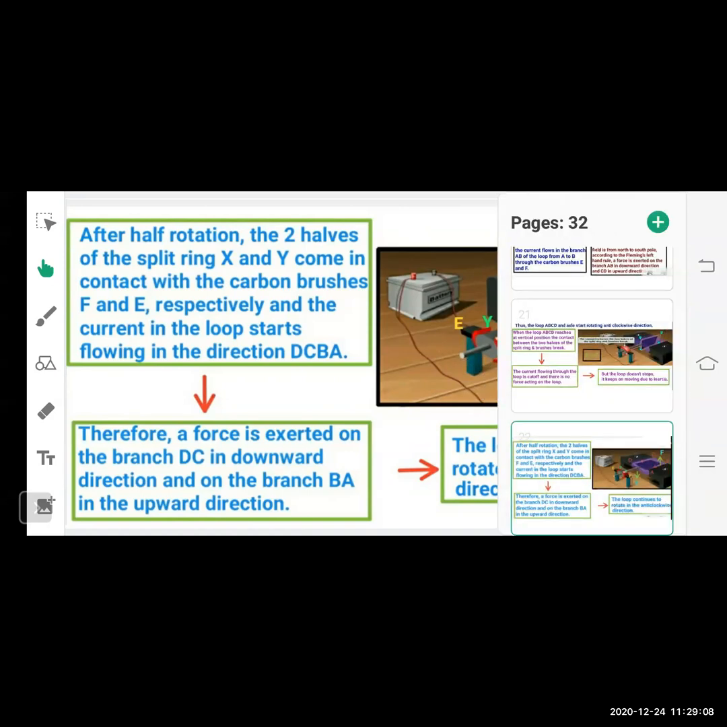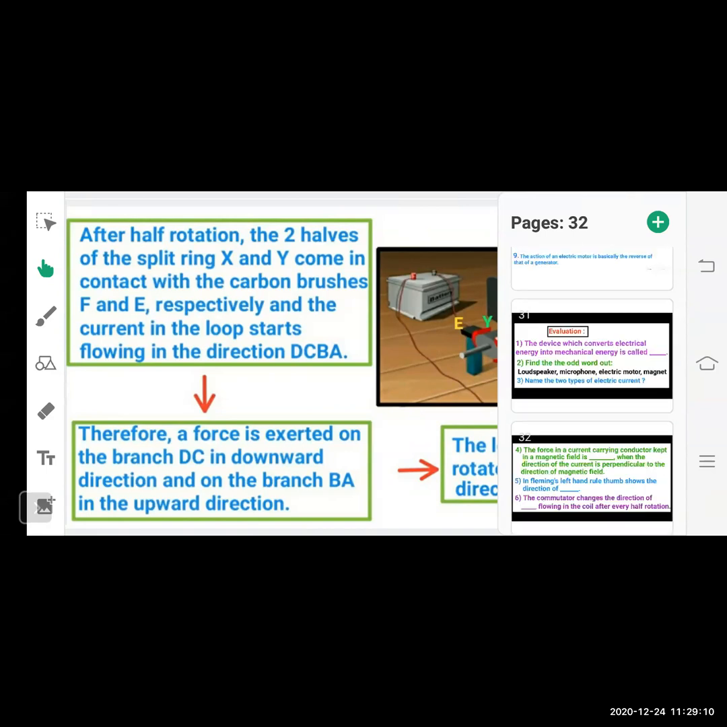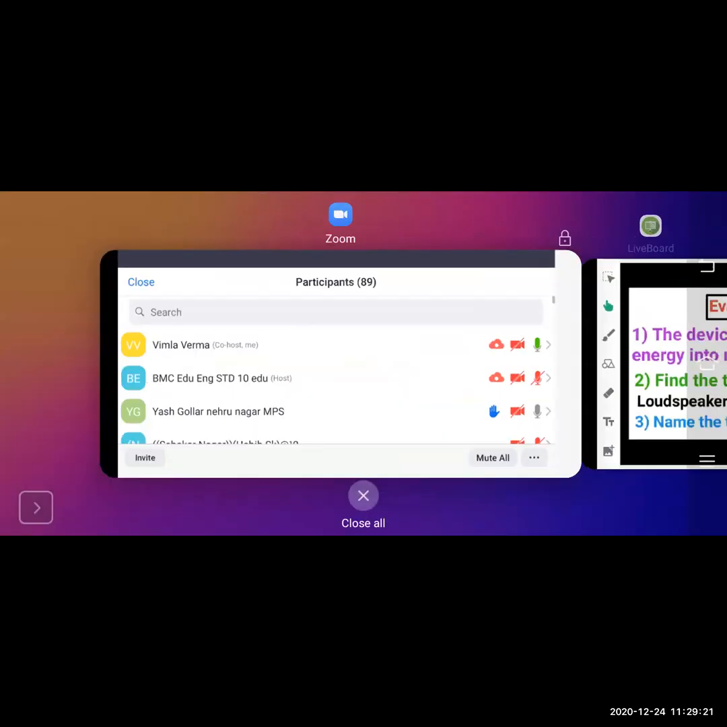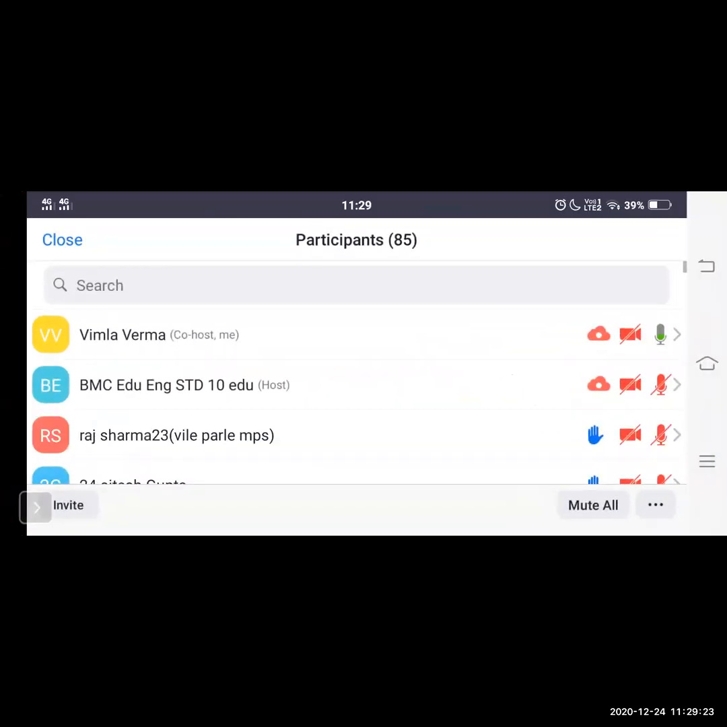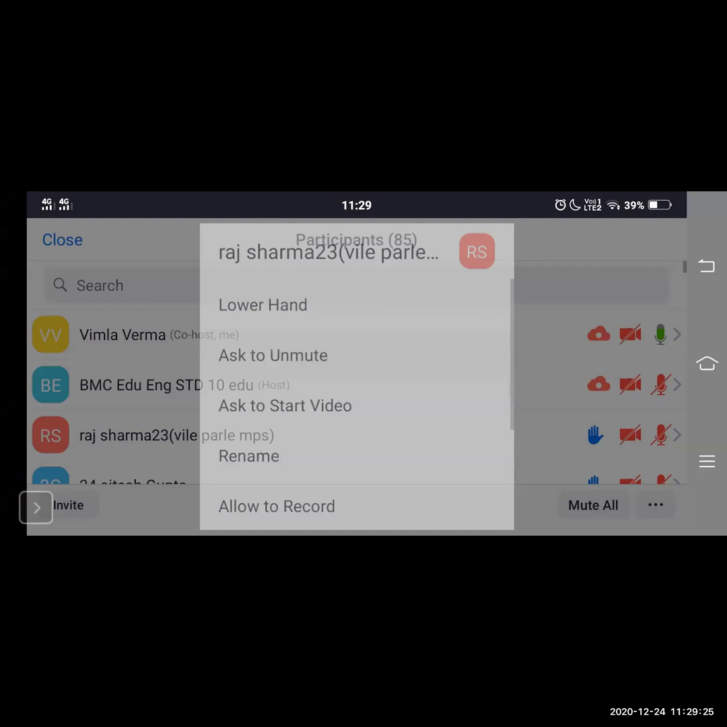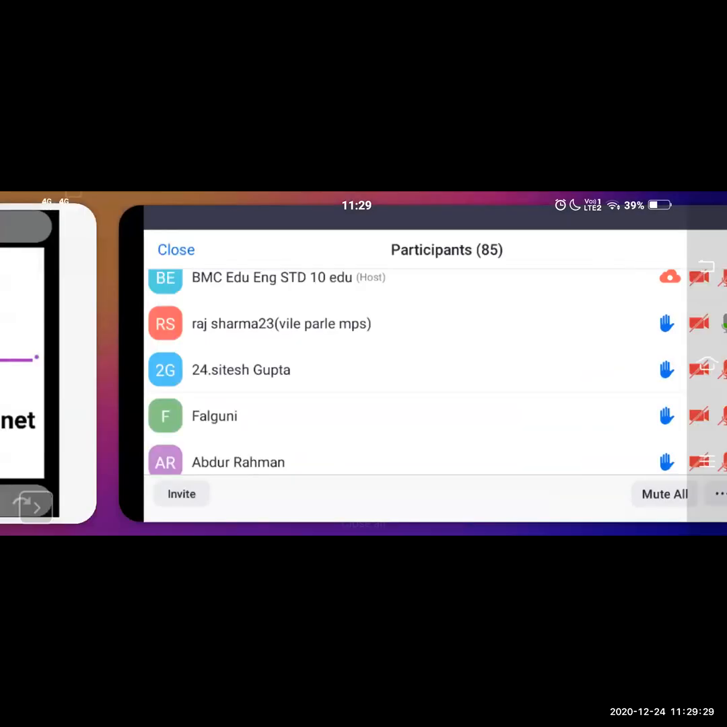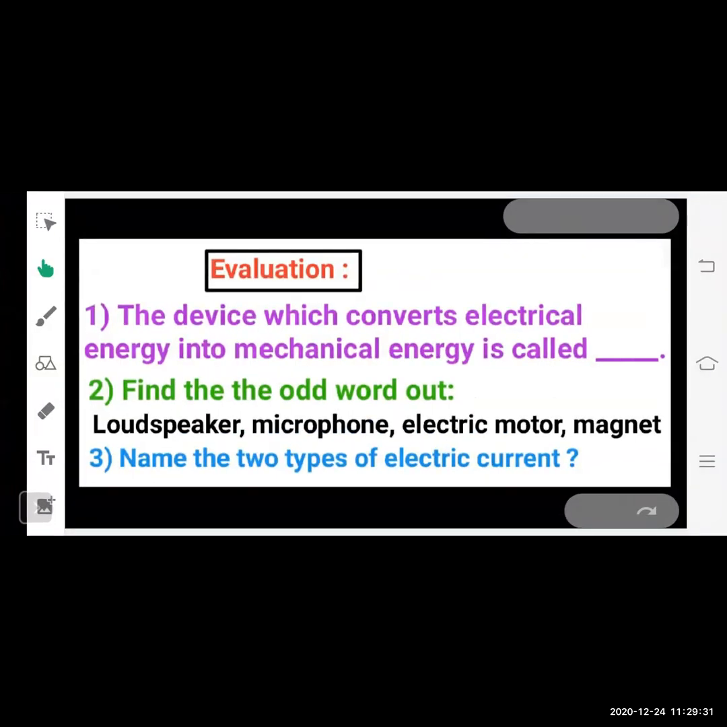Okay, I hope now everyone's doubt is clear. Now move on to the evaluation part. Question number 1: the device which converts electrical energy into mechanical energy is called? Yes, Raj Sharma, give the answer. Electric motor. Electric motor, very good.